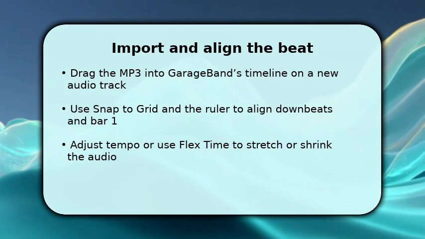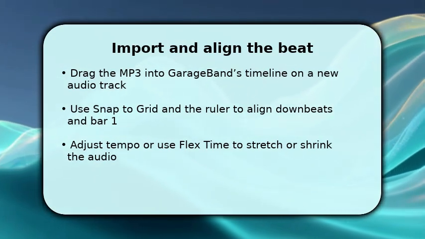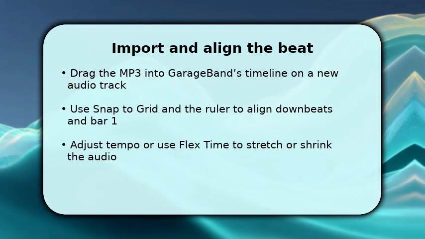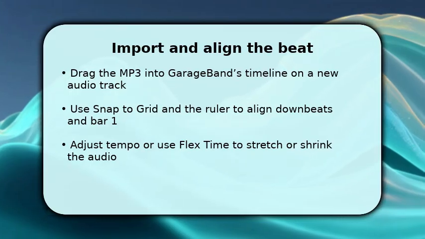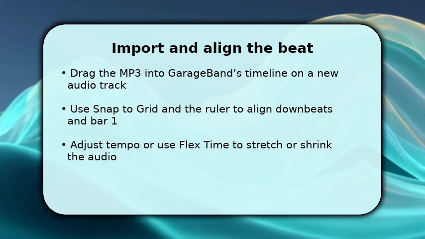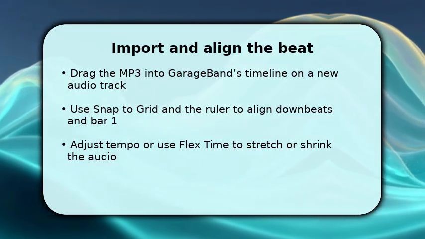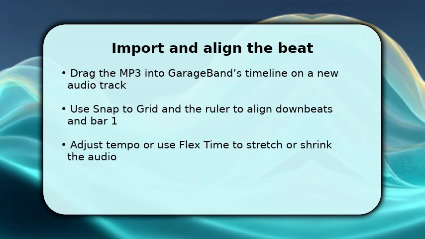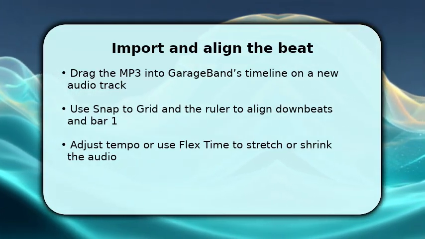Now import the beat by dragging the file into GarageBand's timeline on a new audio track. You should visually align the wave's transient at bar 1, zoom in and use snap to grid and the ruler. If the beat's tempo doesn't match your project, change the project tempo or enable Flex Time to nudge the audio without artifacts. Once aligned, set the cycle region to loop the section you'll work on.